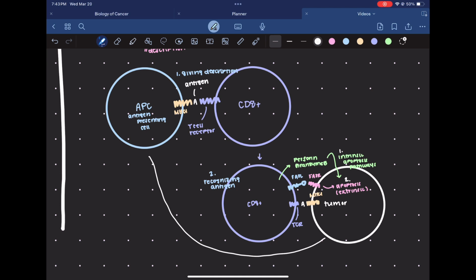And then after the tumor cell's been degraded, antigens from the tumor cell are going to be picked back up by the APC once again. And that's how it's able to present these antigens to the CD8 plus in the future. All right.